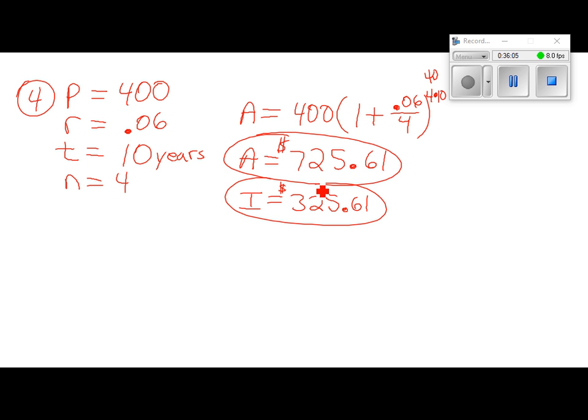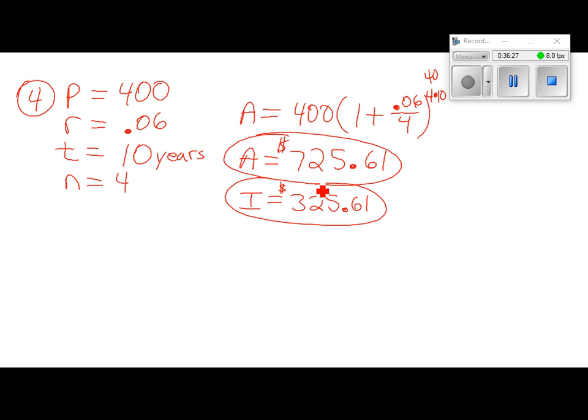So if you put $400 in the account and left it in there for 10 years, you'd earn about $325.61 on it. That's not that good. Yeah, that's not bad. I mean, for 400, you almost doubled your money and you didn't do anything. I mean, if it was like $1,000. Right, if you had 1,000, then it'd be a lot higher.